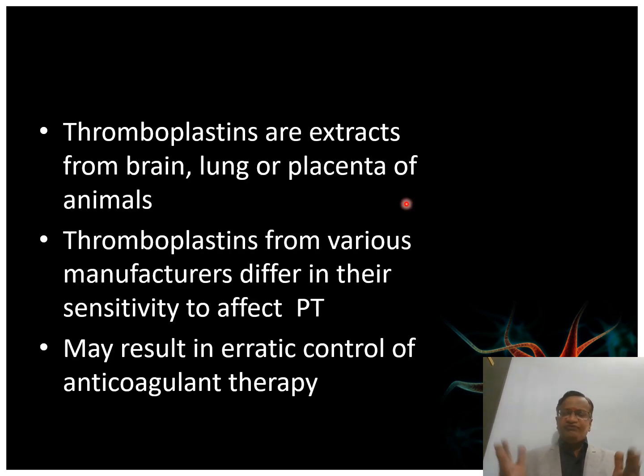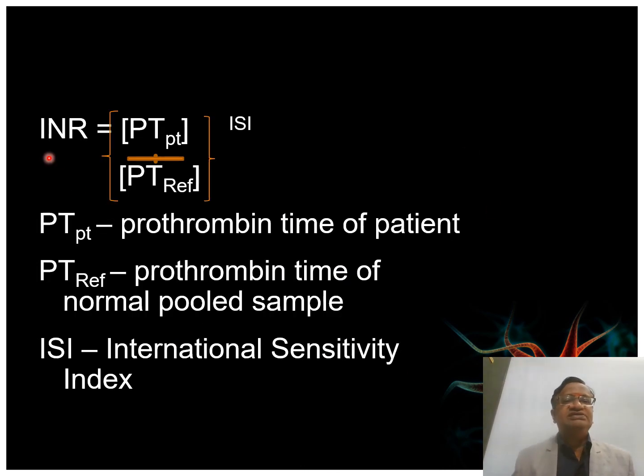Now the problem is we are adding thromboplastins. These thromboplastins are extracts of brain, lung, placenta of animals. So the thromboplastin may vary in quality and affect the prothrombin time. If company A gives thromboplastin, the prothrombin time may be 15 seconds. Another company may give a prothrombin time of maybe 9 seconds. That is what we don't want. They may result in erratic control. So that is why we call it INR.